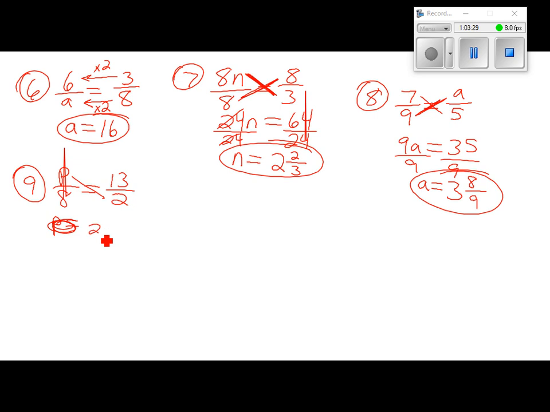We cross multiply, we get 2p equals, somebody help me out, what's 8 times 13? Nobody wants to help me anymore. 104. Then you divide both sides by 2. What is it? 52. Everybody agree with that?